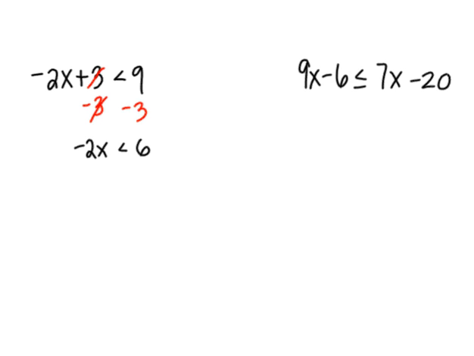To get the x by itself, I'm going to divide both sides by negative 2. Remember, this is a special rule. When you divide by a negative, you have to flip the sign. So you'll notice that I flipped the sign here. So x is greater than negative 3.